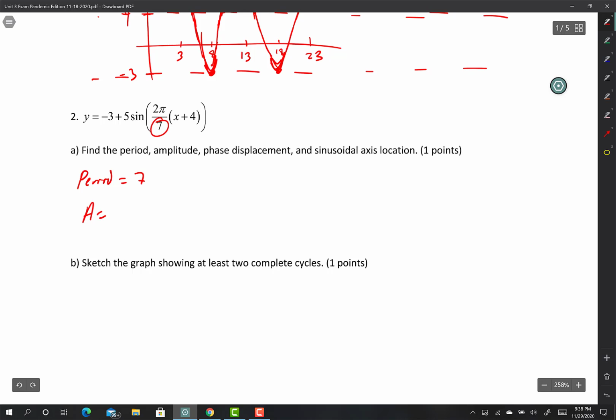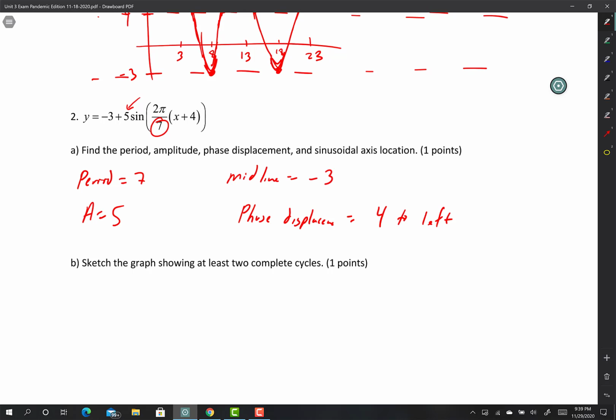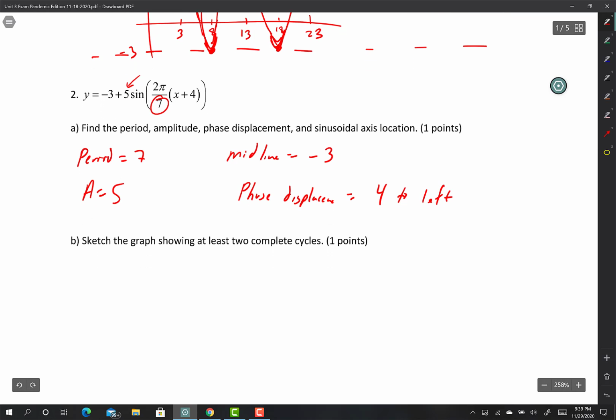Amplitude is the number in front of the sine there. So it's 5. The midline or sinusoidal axis is -3. And your phase displacement, you can actually say phase displacement 4 to the left, or you can say 3 to the right, because if you add 7 to -4, you'd be at 3. But that's fine. This right here is full credit.